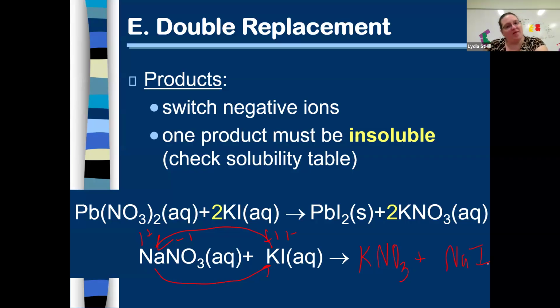Well, something is very obvious right now. We've got nitrate, which we know nitrates, it doesn't matter who they're bonded to, are always going to be molecules that do not want to form a relationship. So what we end up getting is KNO3 is going to be aqueous, meaning it is going to be soluble. It does not want to precipitate out.